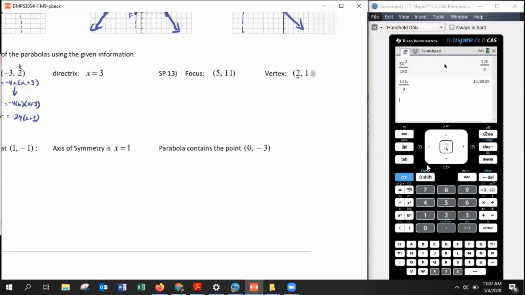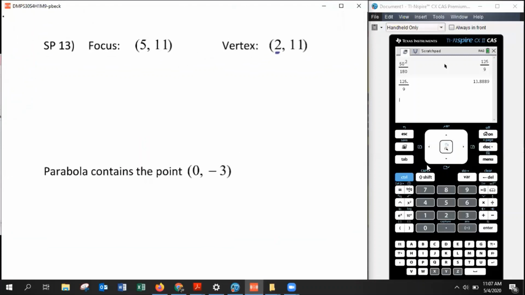As we go on to the next problem, problem 13, like before, we are going to sketch this out. My focus is at 5, 11, so 5, 11 should be right about there. My vertex is at 2, 11, which should be right here. Now the fact that the parabola wraps around the focus tells me this parabola is going to be opening to the right, and opening to the right would be y squared equals 4ax. And I do know my vertex, so let's generically write it out as y minus 11.